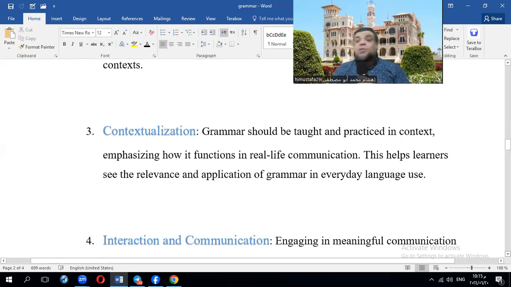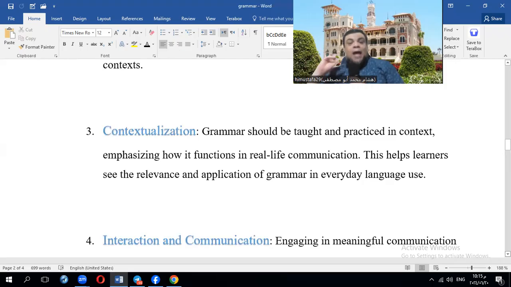Contextualization. Grammar should be taught and practiced in context, emphasizing how it functions in real-life communication. Yes, when I give a piece of grammatical structure, I should tell the students how to contextualize this, how to set this in context. It should be used in this context, not in that context, okay? So, for example, when I say have to and must, not as fixed rules, but I should tell them that have to is usually used in informal language, but in formal writing, we avoid using have to, but we use must, for example, okay?